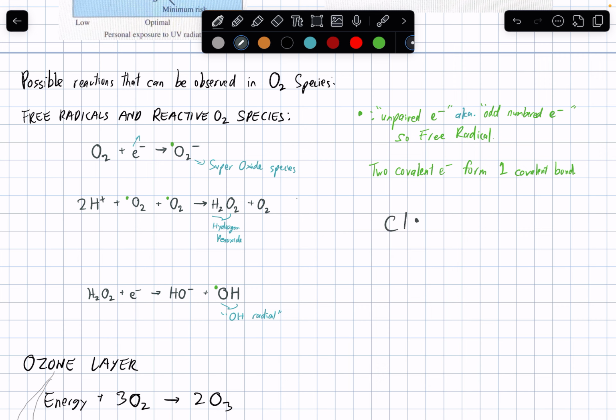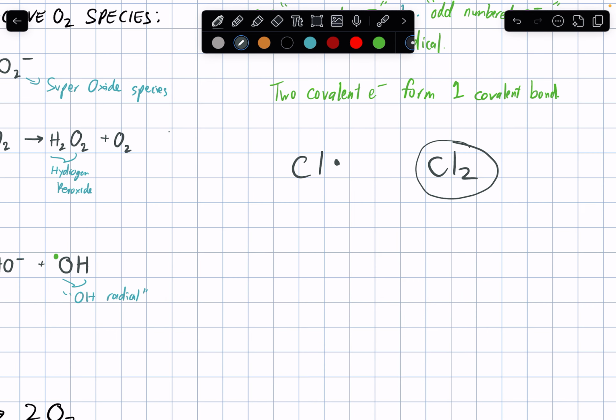More on this later, because one free radical in particular, which is I believe atomic chlorine, is different from Cl2. Cl2 is the molecule chlorine. Again, I think I've already mentioned this in the previous topic: we have 7 diatomic elements. Hydrogen, chlorine, that's 2 of them.